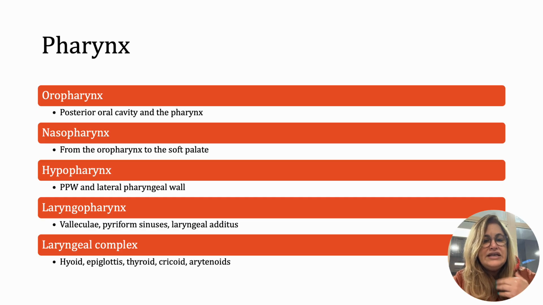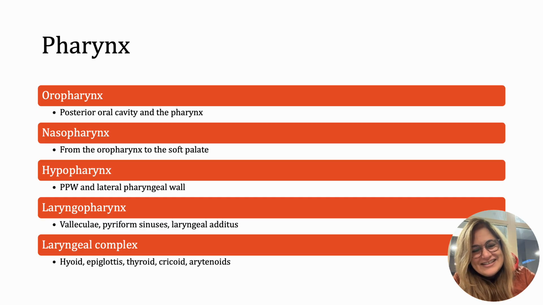We think about the nasopharynx. Nasopharynx is from the entrance of the nose, from the turbinates, passing to the choana, going back to the posterior pharyngeal wall where the soft palate ends. Then we have the hypopharynx, where we have the PPW and the lateral pharyngeal walls doing all the contraction to help that bolus go with the pressure that is needed to move to the next stage.